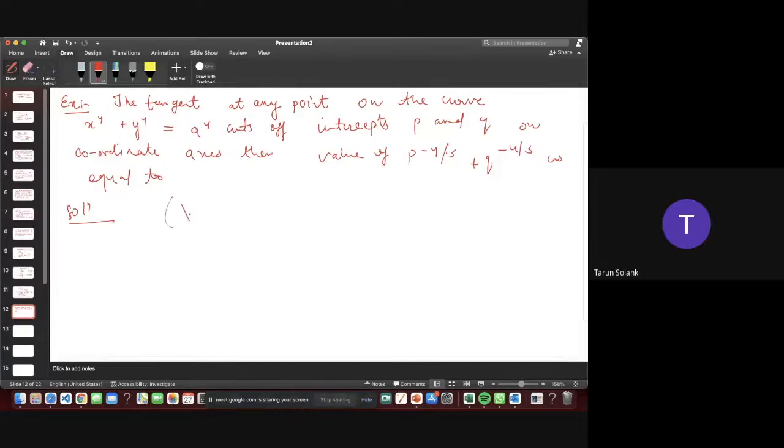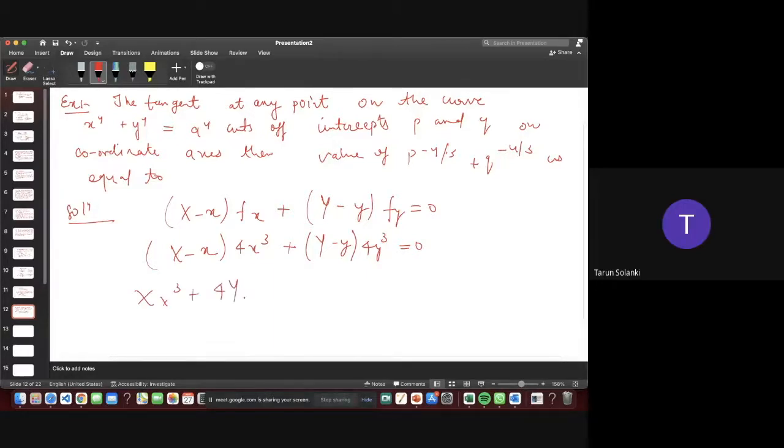So x minus x1, f'(x) equal to 0. X minus x1 times 4x cube plus y minus y1 times 4y cube is equal to 0. Or we can write x1 cube x plus y1 cube y is equal to x1^4 plus y1^4, which is a^4. So this is our equation 1.